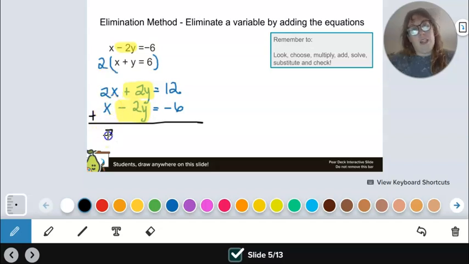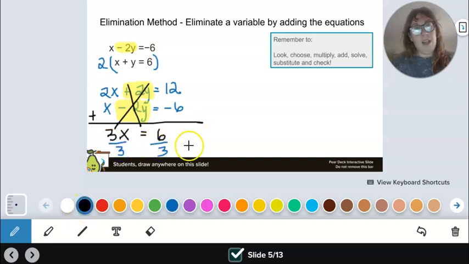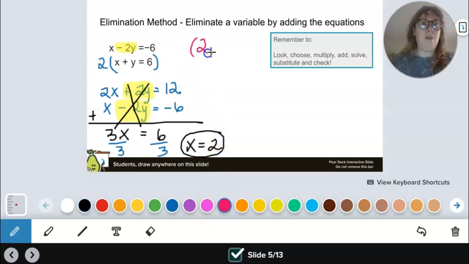2x plus 1x is 3x. 2y plus -2y cancels to 0, equals 12 plus a -6, or 12 minus 6 is 6. Divide both sides by 3, and we end up with x equals 2. So there's our first part of the coordinate.